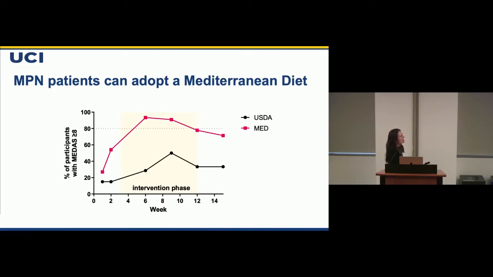But in contrast, the patients who were getting just the standard U.S. guidelines for Americans group, at no time point did we have 80% of them getting good adherence to a Mediterranean diet. So this is really demonstrating that MPN patients are able to change their diet towards a Mediterranean diet eating pattern.